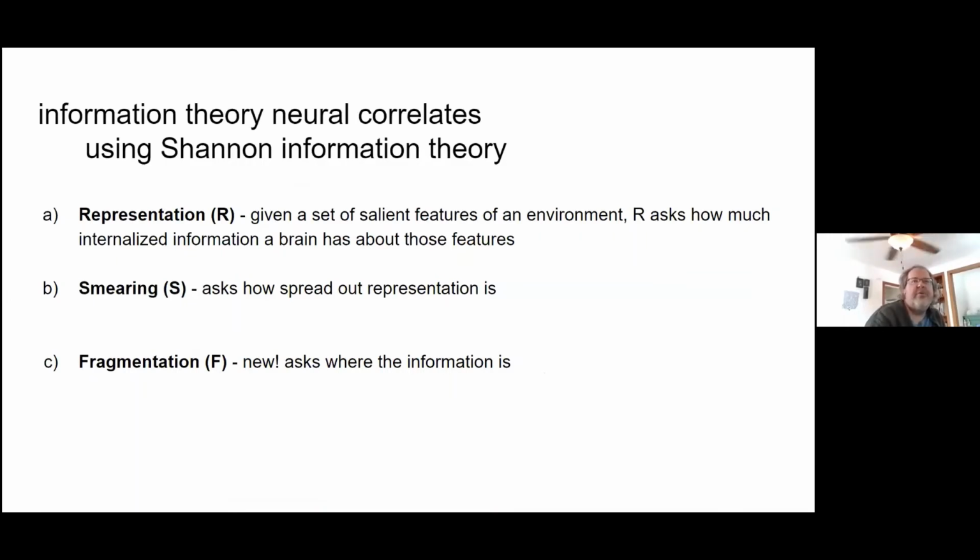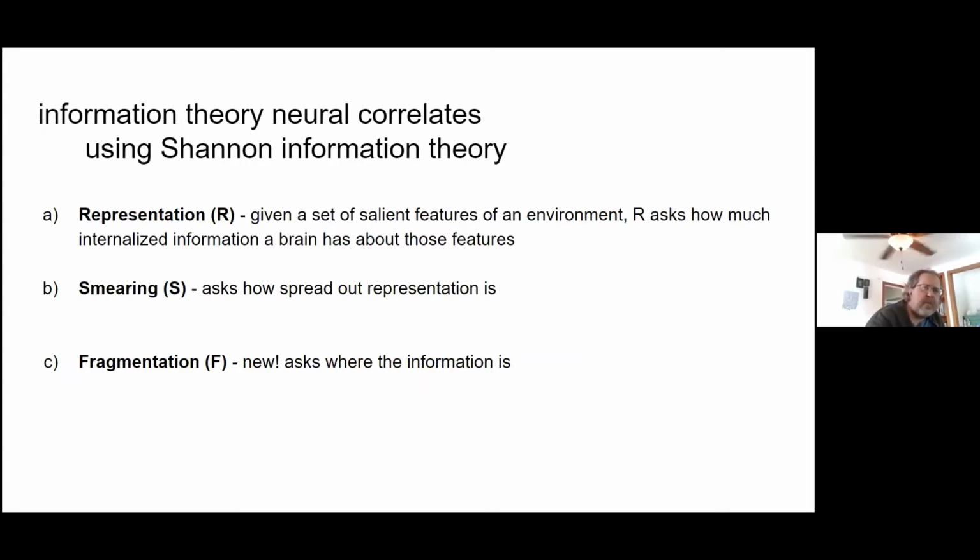Representation and smearing are two neural correlates that have been used a lot in the Hintze and Adami labs. Representation is, if you're given a set of salient features about an environment, how much internalized information a brain has about those features. Smearing asks, in a general way, how that information is spread out about the brain. Fragmentation is a new measure, which I'm developing, and it asks where the information is.